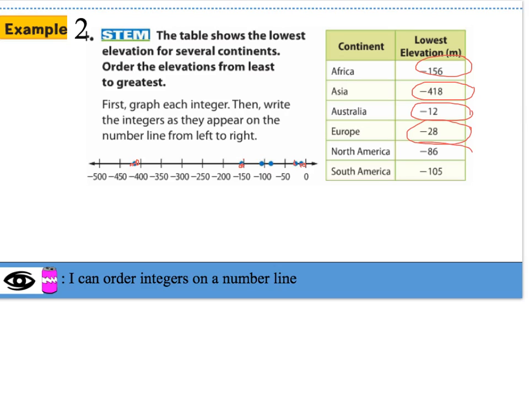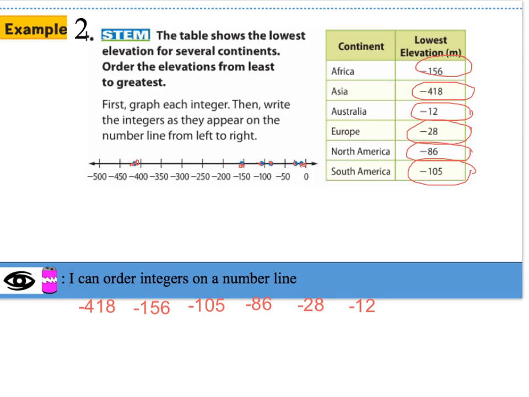North America, negative 86, would be between negative 50 and negative 100, so it'll be right there. Negative 105, South Africa, would be closer to negative 100, but between negative 100 and negative 150, right there. Now we are going to write the integers as they appear on the number line from left to right, because that would be from least to greatest.